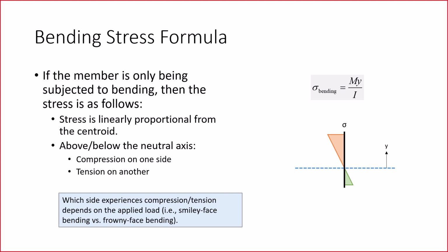Under flexure, there are zero bending stresses at the centroid. As you get further away from the centroid, the stresses increase. You're going to get compressive stresses on one side of the beam. In this case, let's say the stresses above the neutral axis are in compression. Below the neutral axis, they're in tension. Which side experiences compression or tension depends on the applied load. If we're in smiley face bending, if the beam is smiling at us, then the top is experiencing compression. If we're frowning, then the top is experiencing tension. With me so far?